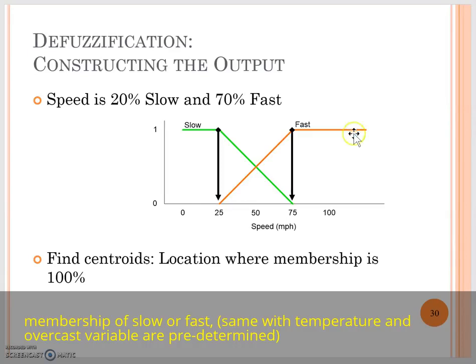So first, this is where it's 100%, because here it's half-half. It's half fast and half slow. Similar with this area, it's becoming faster and less slow in this area. So find the central of these two areas. So we have readings at 25 mile per hour and also 75 mile per hour.